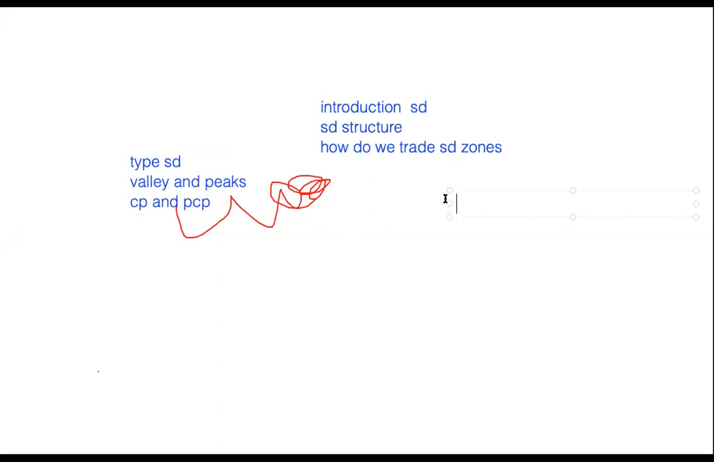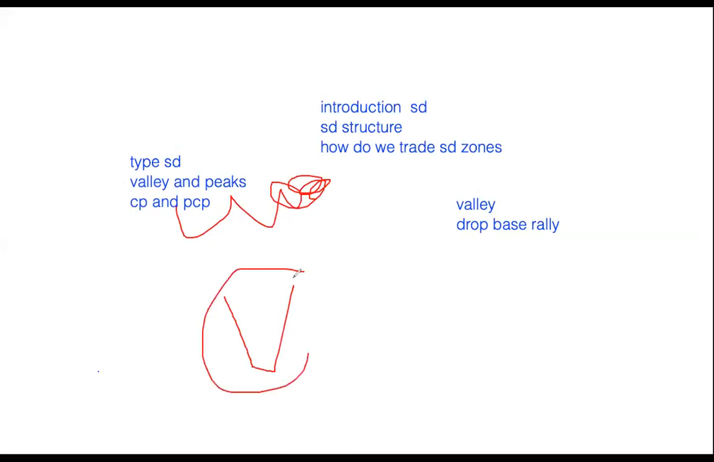So a valley is what is known as a drop, base, and rally. That means price drops, then we have a base, and price rallies. Let me draw it so that you guys can understand. This is the valley shape. This is one example of a type of supply and demand.